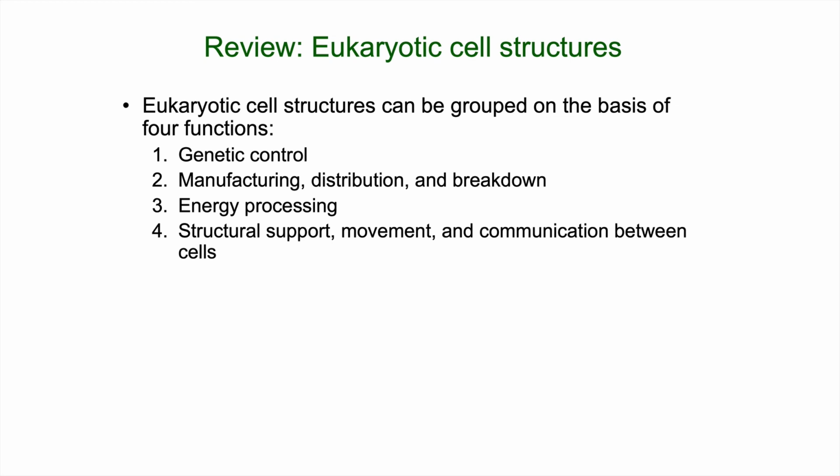And then finally, those structures associated with structural movement, support, and communication, which are going to be the cytoskeleton. That's going to be the centrosomes with their centrioles. This is going to be the cell wall, the glycocalyx, the junctions in animal cells, and the plasmodesmata in plant cells.